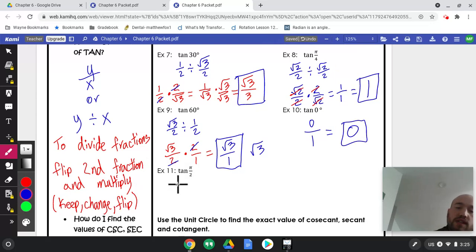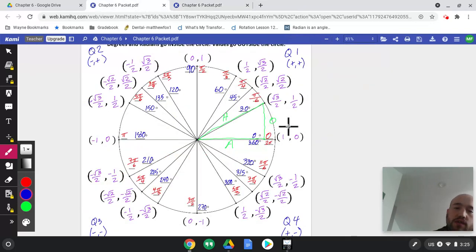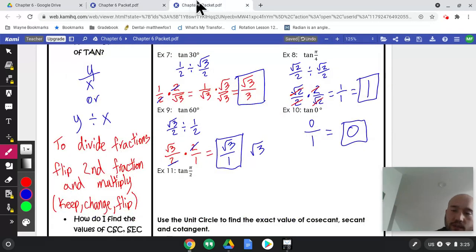Now our final one up here, tangent of pi over 2. So pi over 2 is up at the top. Now this one's a little different. The 1 and the 0 are still there, but the 0 is on the bottom. So if we have 1 divided by 0, hopefully you remember, we can't divide by 0.